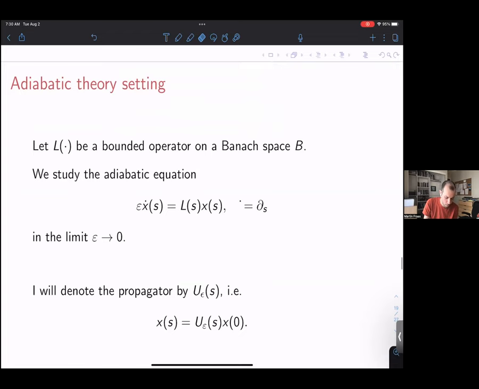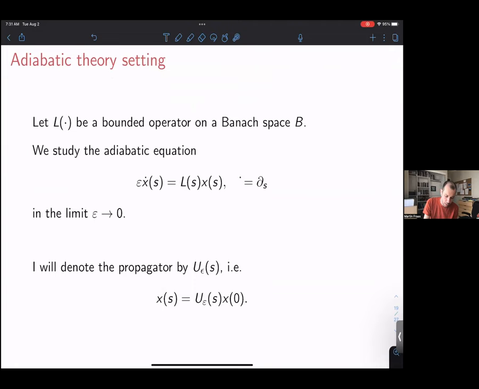So again, to remind you, what is the setting of adiabatic theory? We have some family of bounded operators on the Banach space, and we study the adiabatic equation epsilon times x dot of s is equal to L of s times x of s, where x here is an element of the Banach space. It's a linear differential equation with time dependent generator L of s, and we want to study this in the limit where epsilon goes to zero. And just as a notation, I will denote the propagator of this equation by U_epsilon of s. This means that the solution x of s is obtained by acting with this propagator on the initial value.